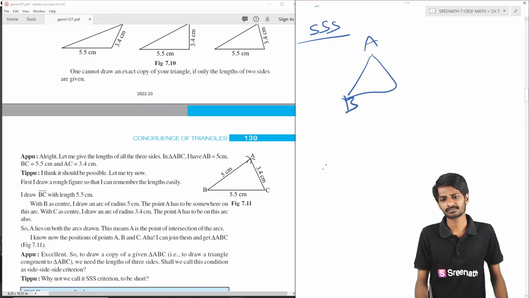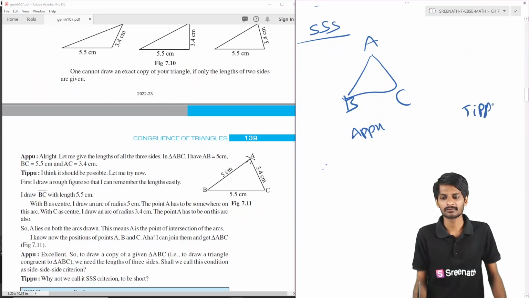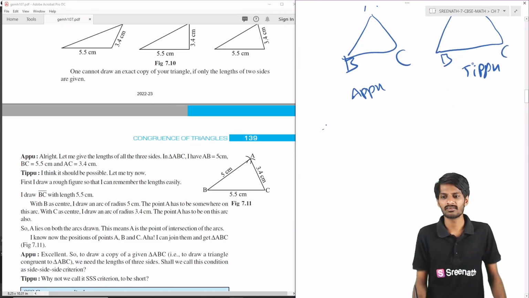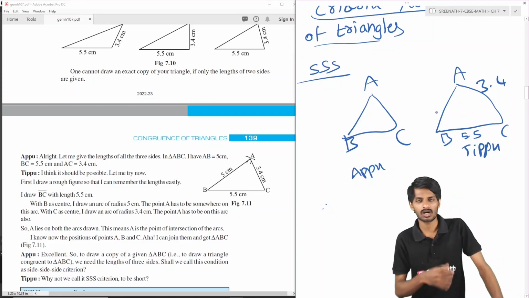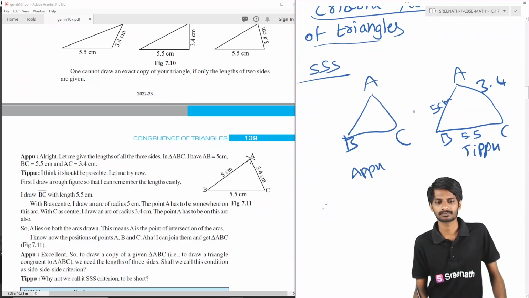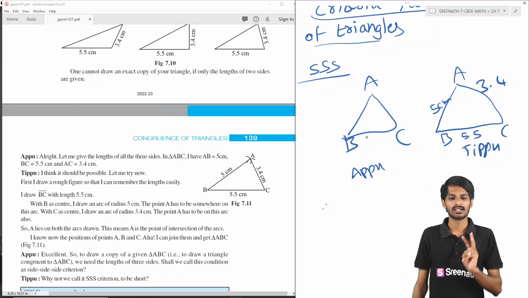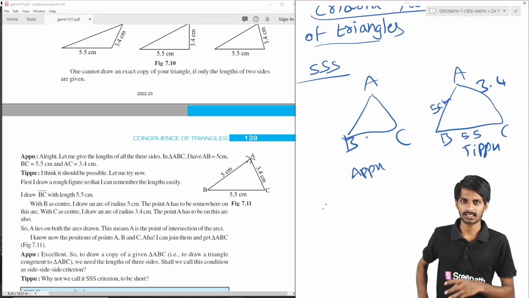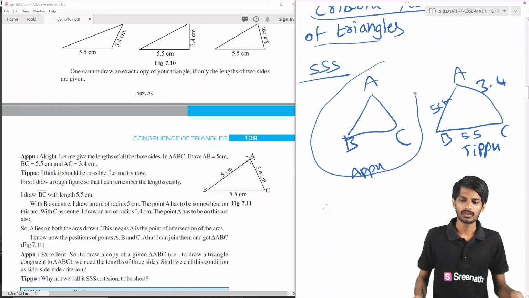This is the triangle ABC, and Tippu has to draw triangle ABC. At first he was given only this length, 5.5. Next he was given 3.4. In both situations we can't get the triangle identical to ABC. So now Appu gives another piece of information, 5 centimeters. So he has given three side lengths. Using these side lengths, Tippu got the idea, and Tippu draws the triangle which is exactly identical, congruent to the previous triangle.